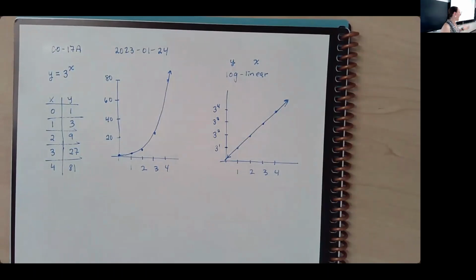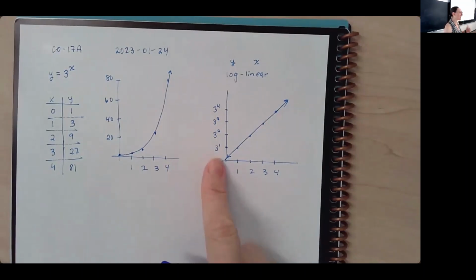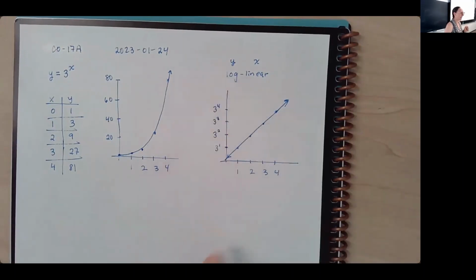So we haven't done anything to the function. We kept the function the same. We just changed how we were labeling the axes. Now, if you're using Excel or Google Sheets, it's really easy to turn on the button to do a log scale on the axis, and it'll automatically change that for you.